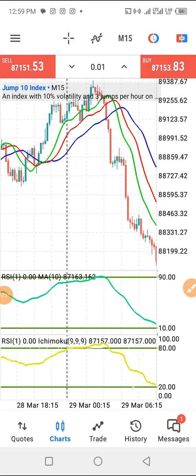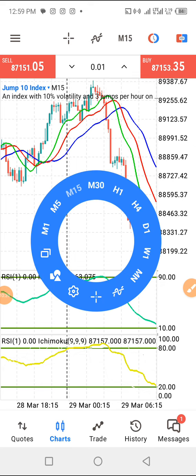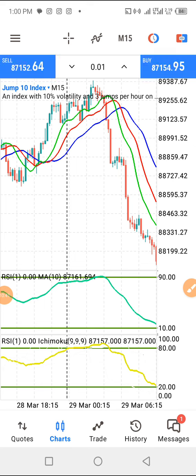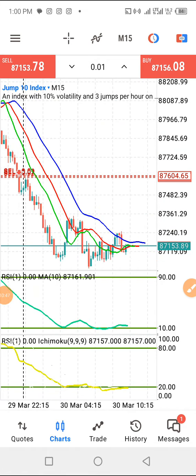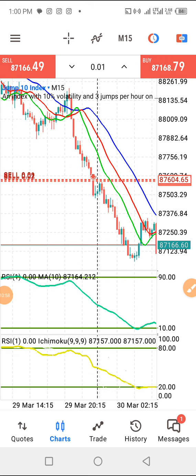Exactly. I love using it more on the Jump 10 index, because on Jump 10 index, you can use the minimal lot size of 0.01, just like we have in Forex. The same lot size you use in Forex, you can use it here. Now, there was a trade I took, though I took this signal from my software. Though it was a bit late here.